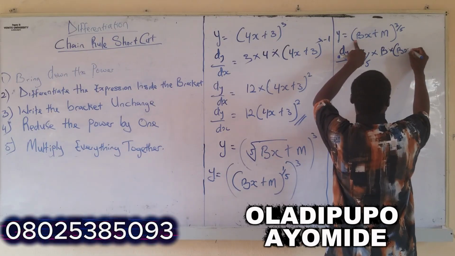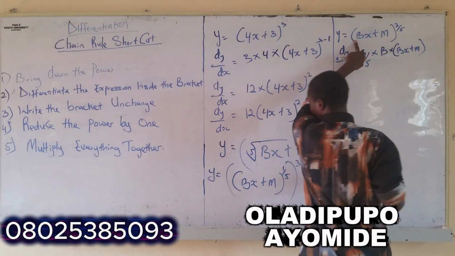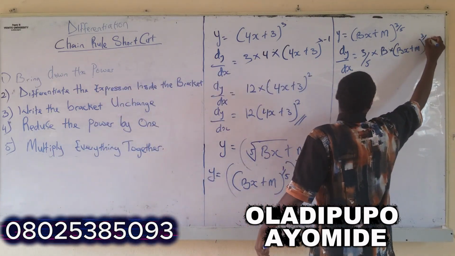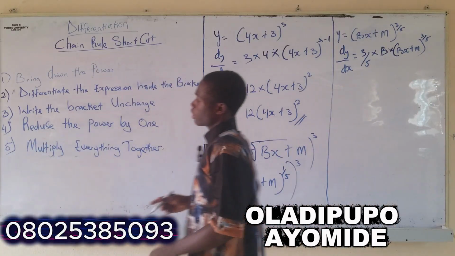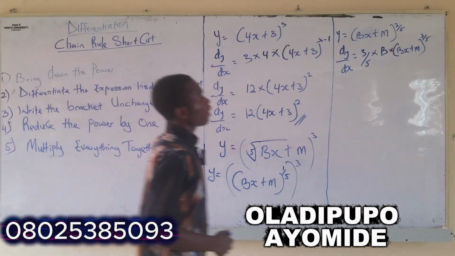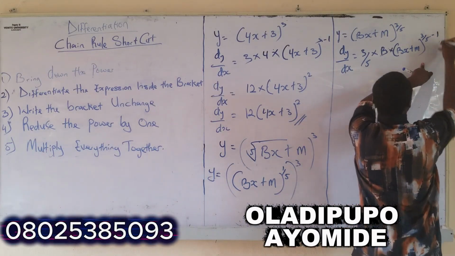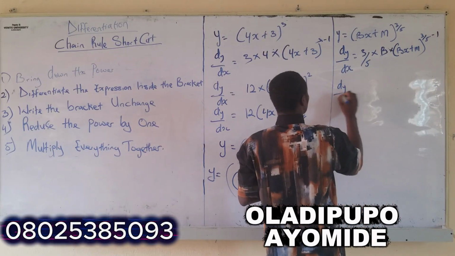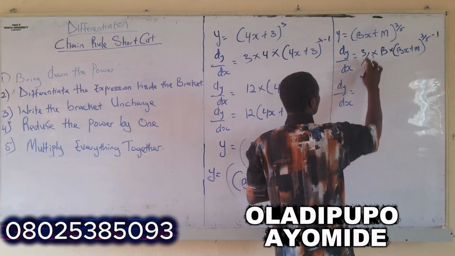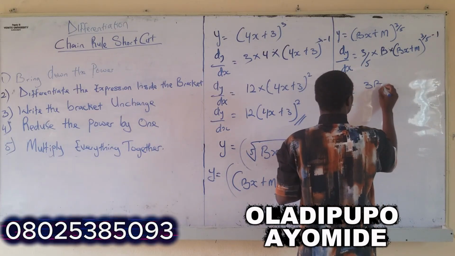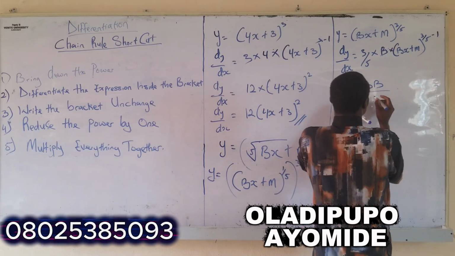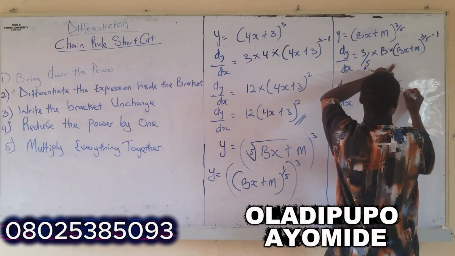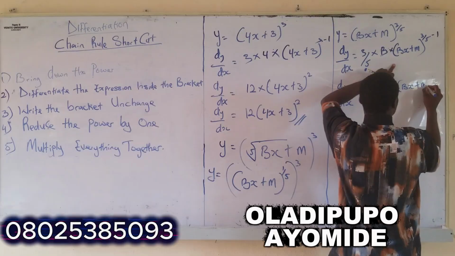We have to write (bx + n) raised to power 3/5. The first step says reduce the power by 1. We have to reduce it by 1. So now the dy over dx becomes 3 times b, which becomes 3b over 5 times (bx + n).